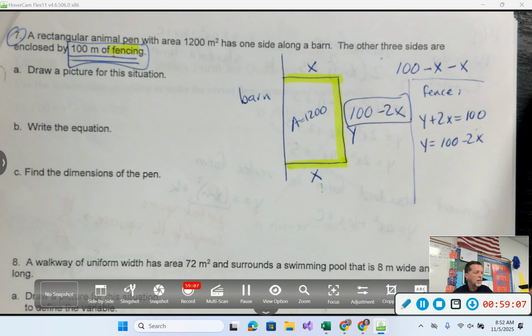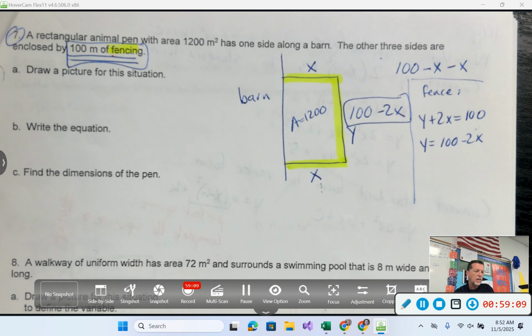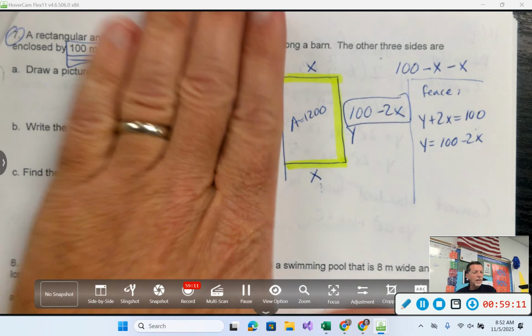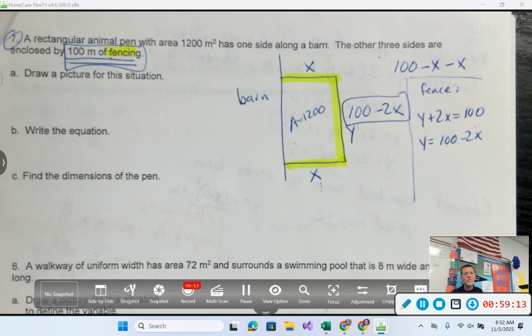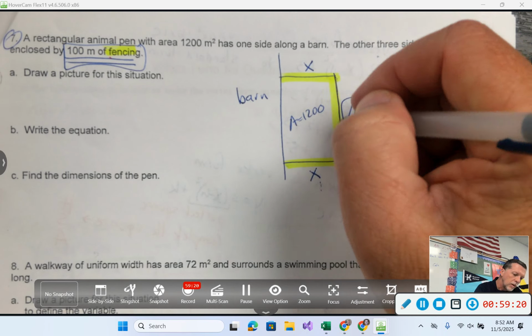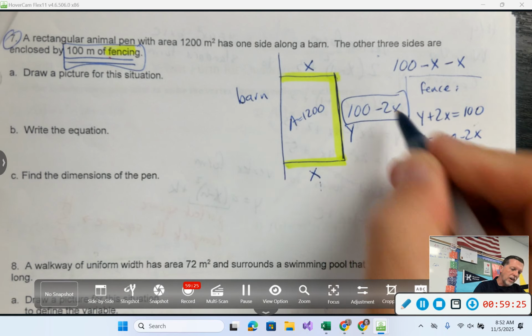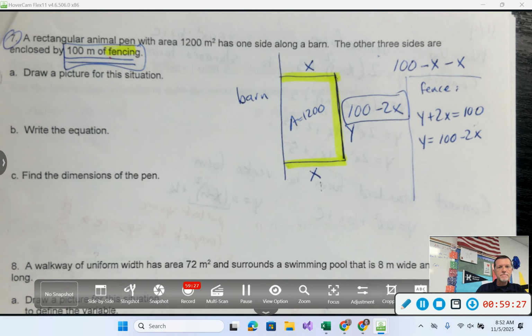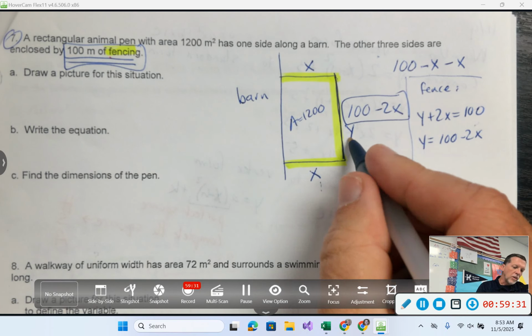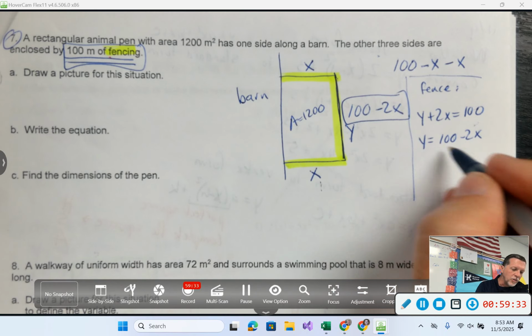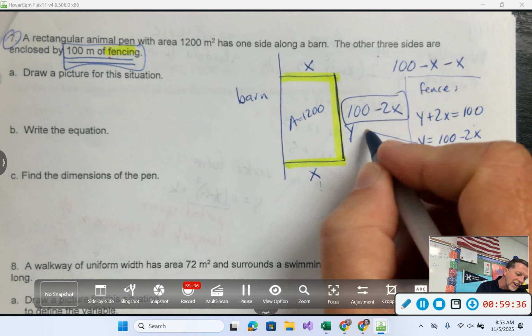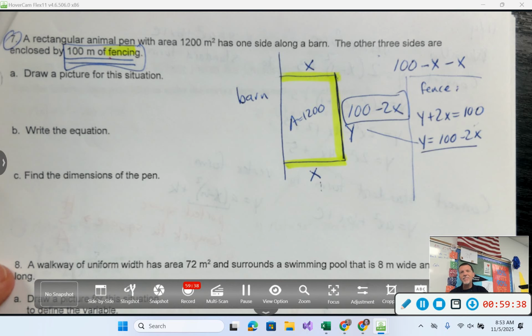I was thinking about the nature of the barn. The barn is a free side. I don't have to use the barn side. Wait, you're saying that whole thing is y? Well, it's the same thing. This length is y, and y is 100 minus 2x. Well, can you just call it y? You could, but then you have 2 variables, and so eventually you need to solve for y to figure out what that side length is.